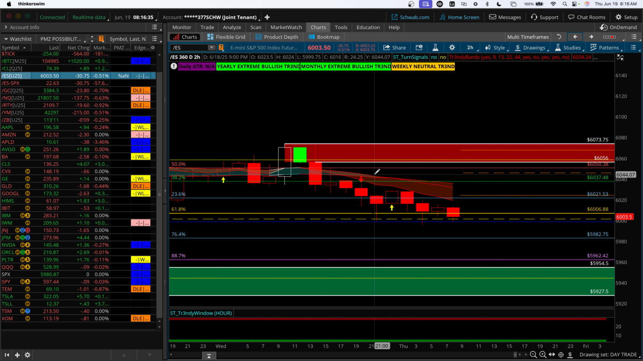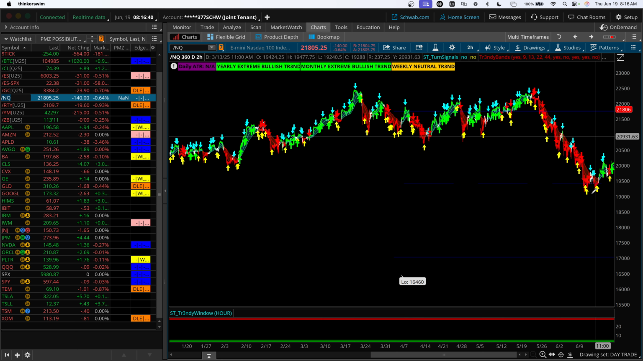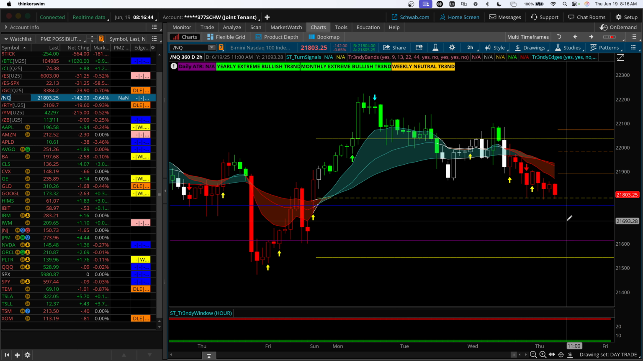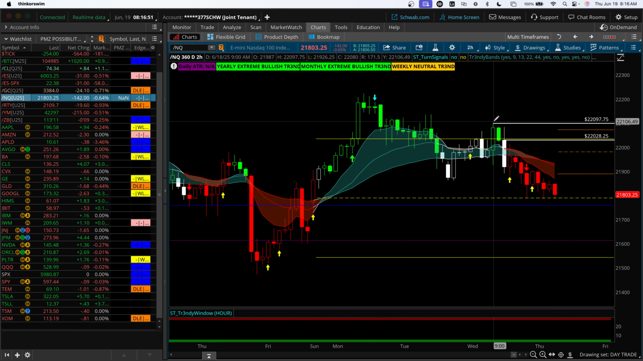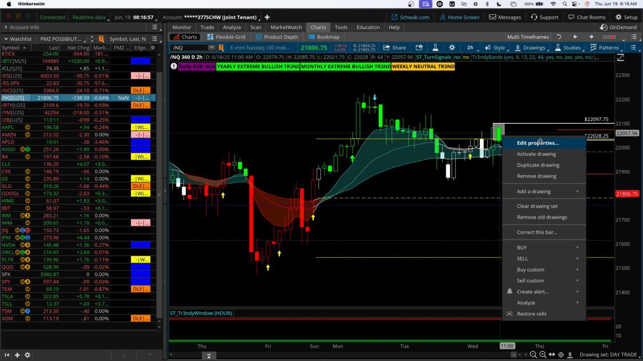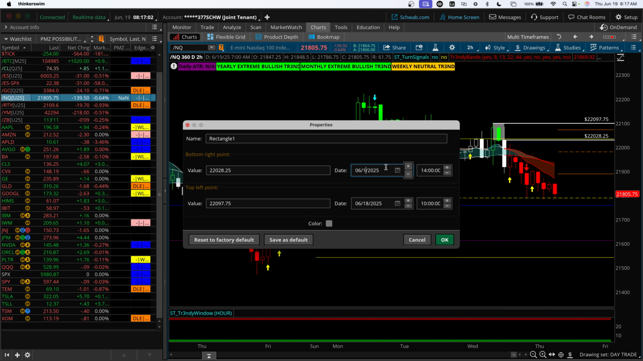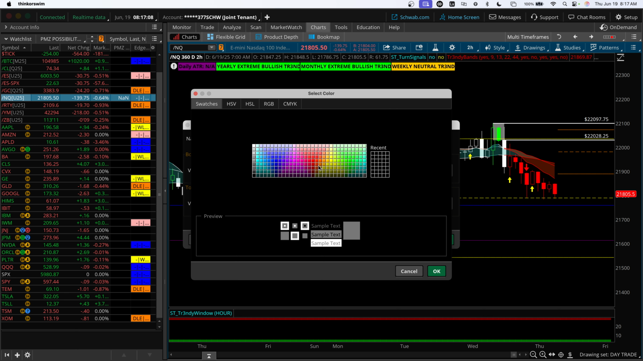Now I want to take a look at the NASDAQ, and I'm going to do the same exact process. So I'm looking at a 2-hour chart. I'm looking for that inside and down candle formation that was formed yesterday when the market pulled back, creating a zone for me to target for the upside on day trades today. And I'm going to color that red.